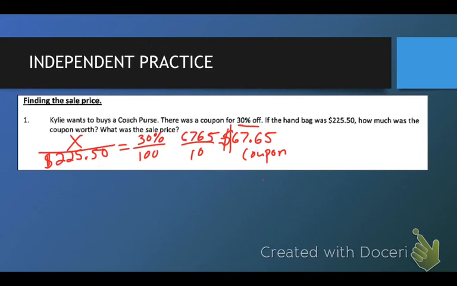Now, it also wants to know what the sale price is, so we need to take that amount and subtract it from $225.50. If you would have done that, you would have set it up just like this. Instead of showing it, I will just give you the simple answer, which is $157.85, and that is the total sale price. Ladies and gentlemen, that was independent practice.